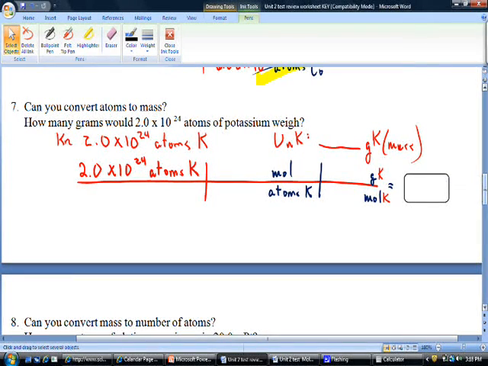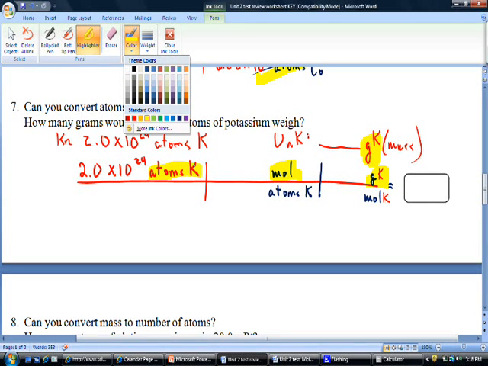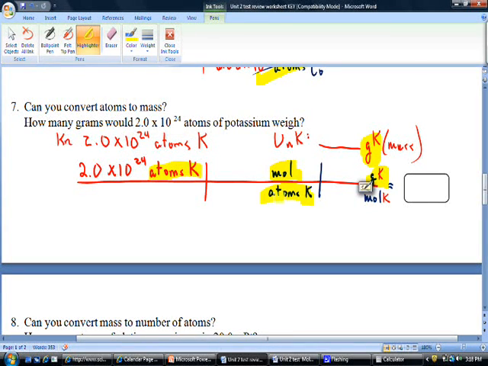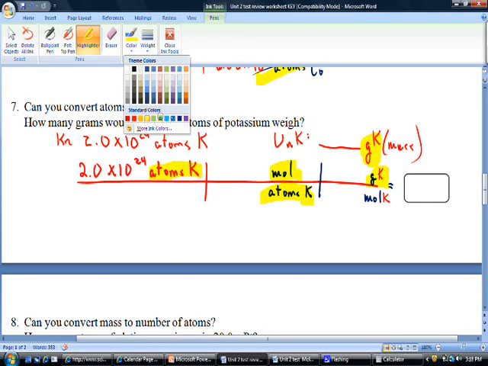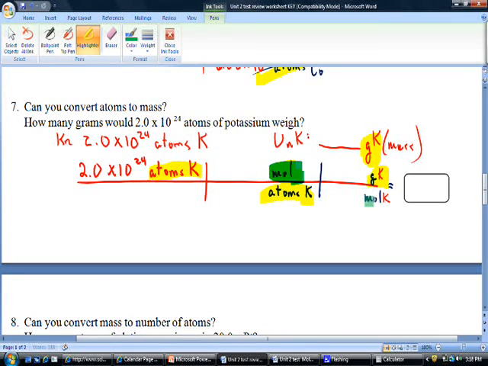Problem number 7. Now, remember, this is where we've been starting, is looking to see, well, I want atoms to cancel in this case, and my unknown, I want to go to grams. Well, to do that, I'm going to have to go from atoms to moles and then to grams of potassium. So I'm going to have my atoms cancel here, and I'm going to have this mole cancel with this mole so that I come out in grams of potassium. So what numbers go in here?